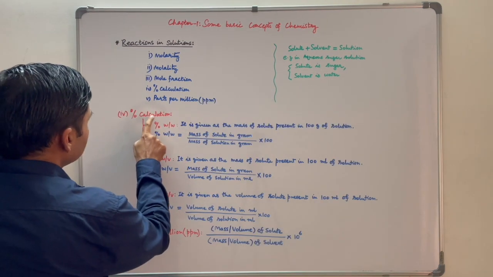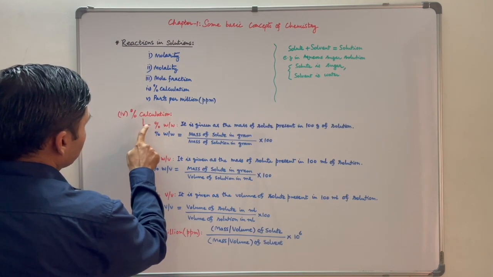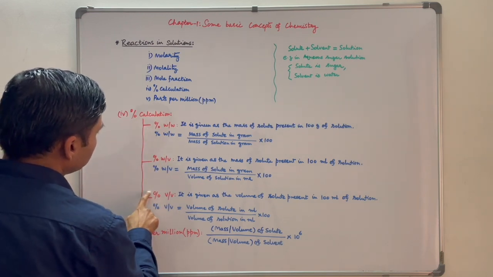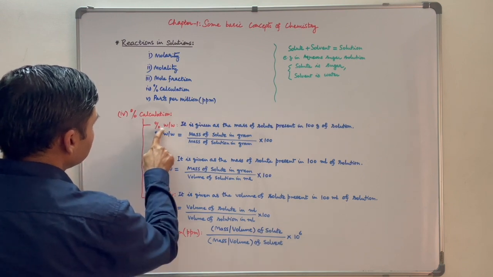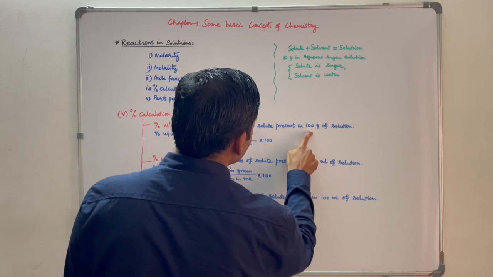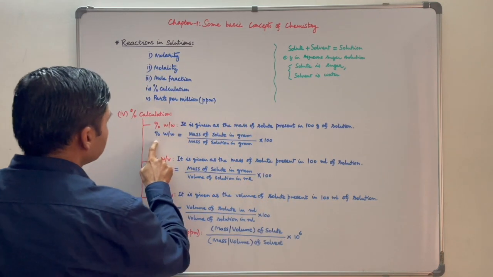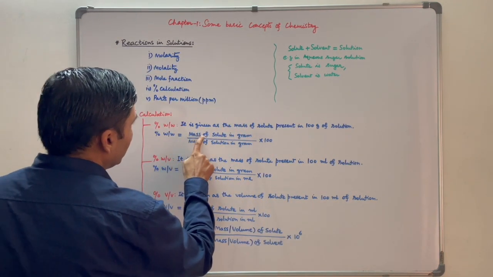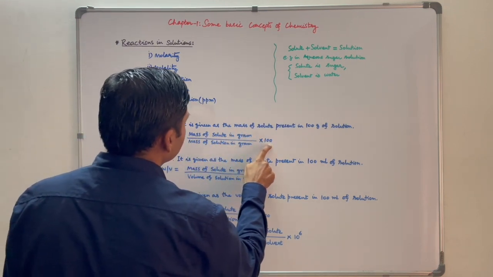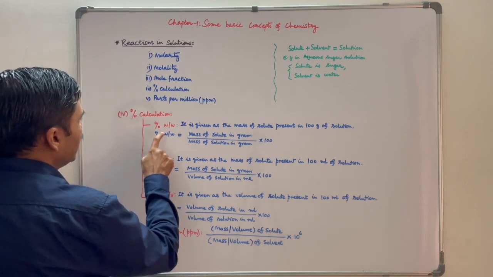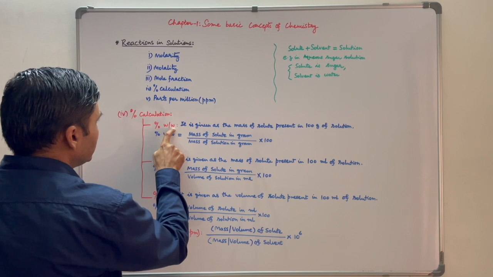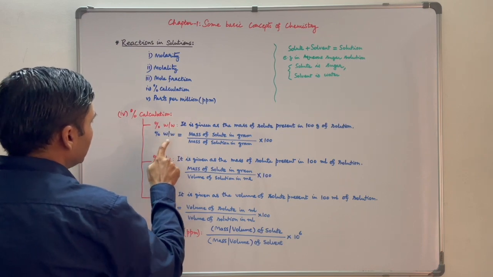Fourth one is percentage calculation. It is of 3 types: percentage W by W, percentage W by V, and percentage V by V. Percentage W by W. It is given as the mass of solute present in 100 gram of solution. Percentage W by W is equal to mass of solute in gram upon mass of solution in gram multiplied by 100. It is easy to remember as first W represents mass of solute and second W represents mass of solution.